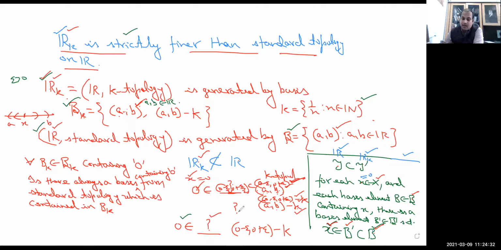Now for this open interval (0 minus epsilon, 0 plus epsilon), it's okay. One can always construct an interval of this type. There is no problem. But for a basis member of this type around 0, (0 minus epsilon, 0 plus epsilon) minus K, from the Archimedean property of real numbers, one can never have any basis element of the type open interval (a, b) containing 0 and contained in this one.